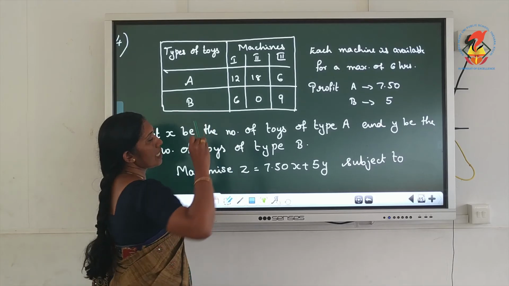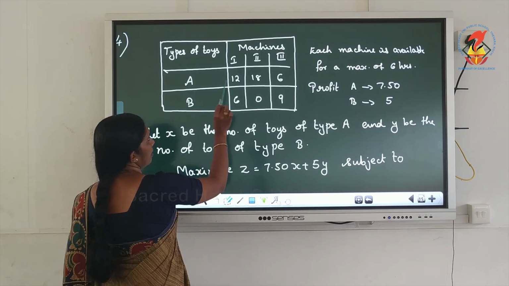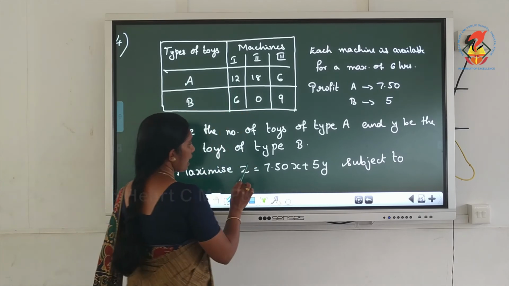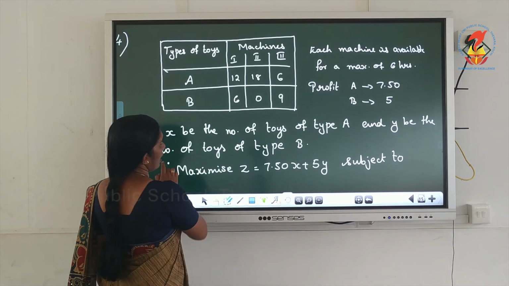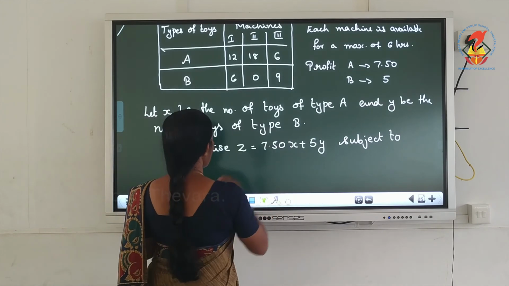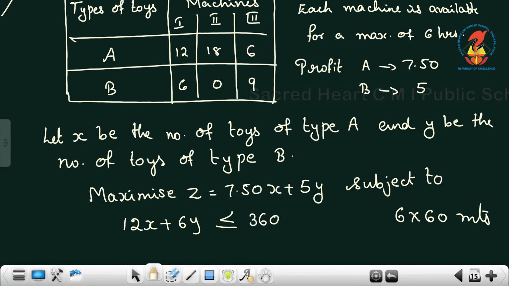So machine 1 is available for maximum 6 hours. So type A takes 12 minutes. There are x toys of type A, so total minutes is 12x, and for B 6y. So 12x plus 6y, that is in machine number 1. It is maximum 6 hours. Maximum means less than or equal to. 6 hours, but these are in minutes. So 6 hours means 6 into 60 minutes. 6 into 60 is 360.